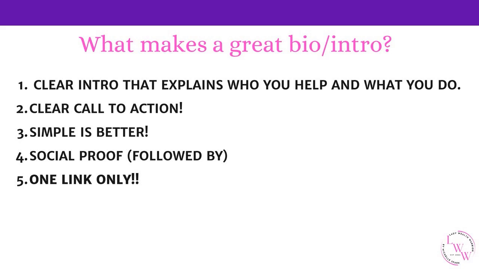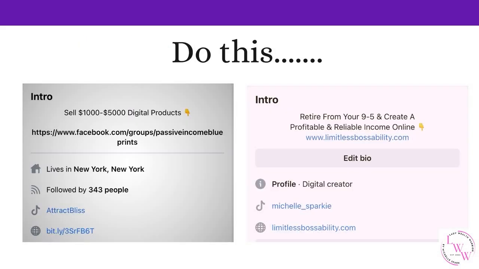Now, I think I have one extra link, and that's just the link to my TikTok, because I did a lot of TikTok lives. So people always ask me, hey, how do I find you on TikTok? So I just added that social channel, but I have one link. Okay. You want to make sure that your audience is not confused and doesn't have analysis paralysis and doesn't know where to click. If you give them that one link, that's where they're going to click. So you want to do something like this. All right. So here's an intro: sell $1,000 to $5,000 products, group.